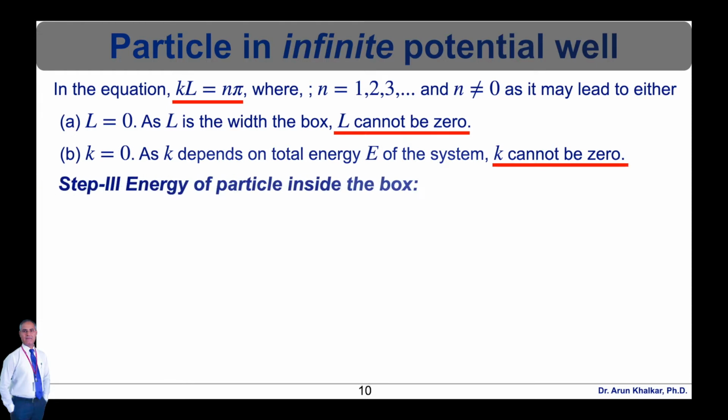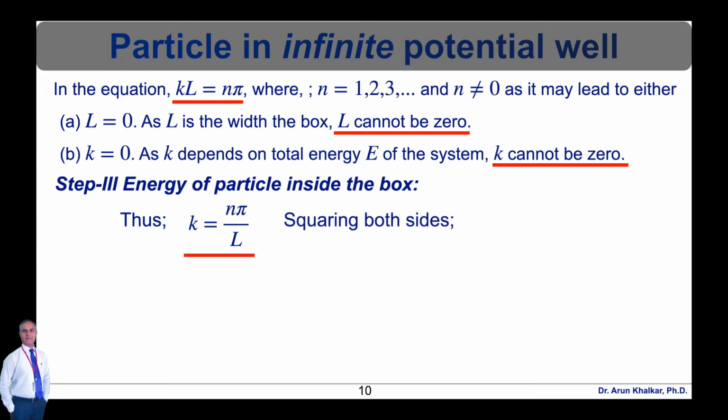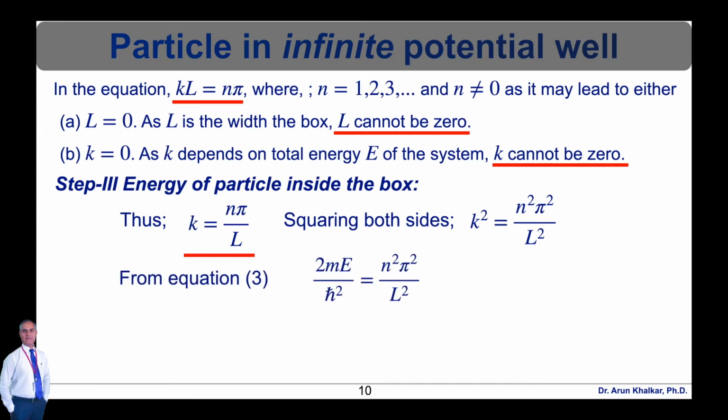So let's see step number 3, that is the energy of the particle inside the box. We have the equation k is equal to n pi upon capital L. So let's square on both sides. We get k square is equal to n square pi square upon capital L square. Therefore, from equation number 3, we can write 2m capital E upon h bar square is equal to n square pi square upon capital L square. Simply by rearranging this equation, capital E, that is the energy of the particle inside the box, is equal to n square pi square h bar square divided by 2m capital L square.